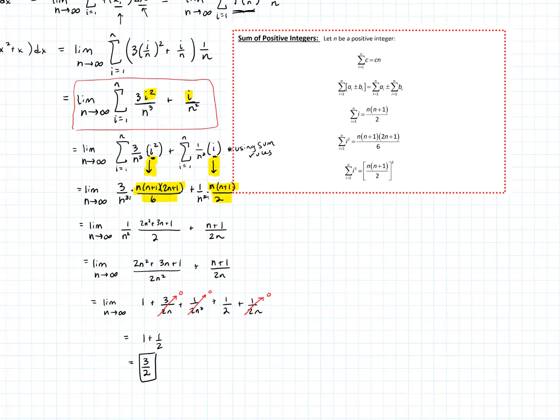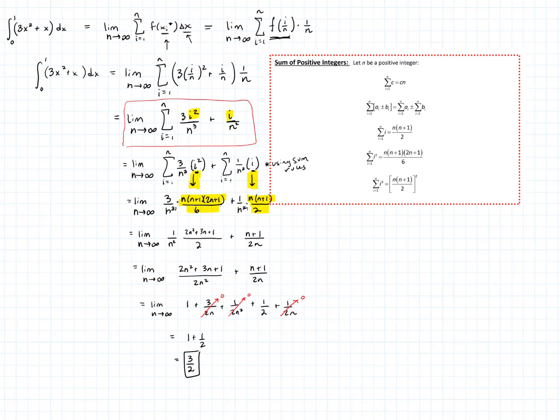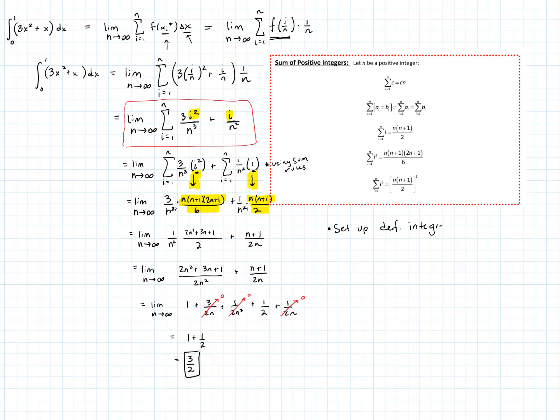Now we have an answer, and it took us a little bit to get there because we first had to set up the integral. We had to set up the integral as a Riemann sum. Then we had to evaluate that Riemann sum using the sum rules, and then we had to take a limit. So just to walk us through our process, I'm going to write those out. So we had to set up the integral as a Riemann sum.